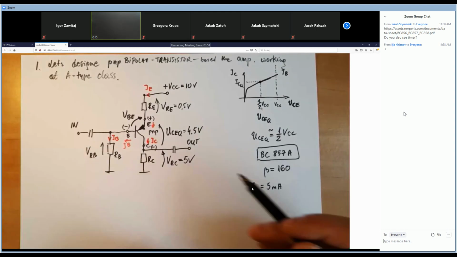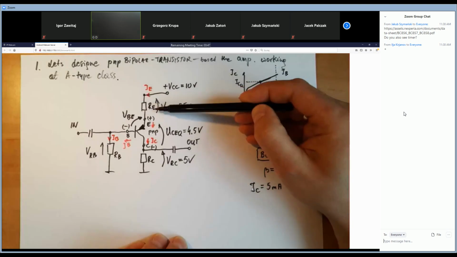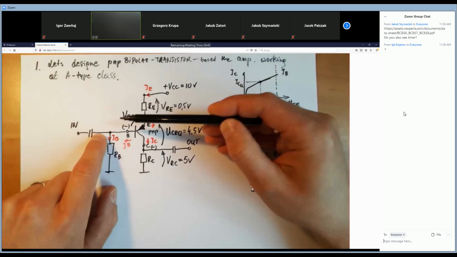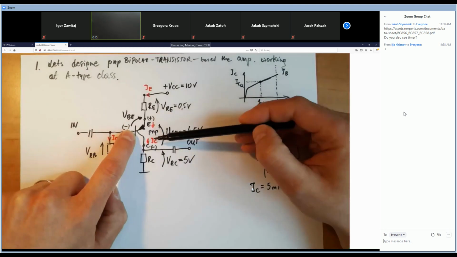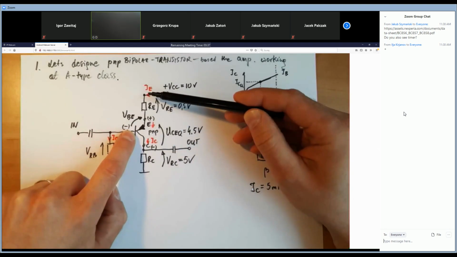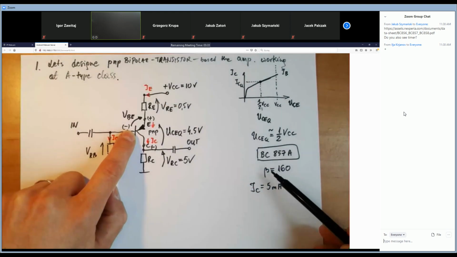Why do we need the RE resistor? As I told you, the RE is, in fact, the negative feedback for the amplifier. It is for that. Why? Because this feedback works in that form: if the input current, the base current, changes, the emitter current is also changing, according to the beta value.